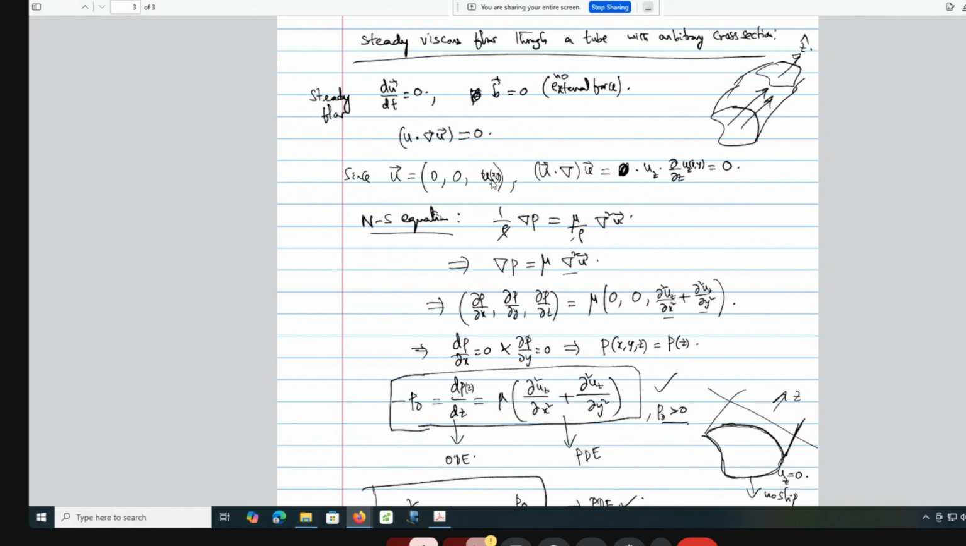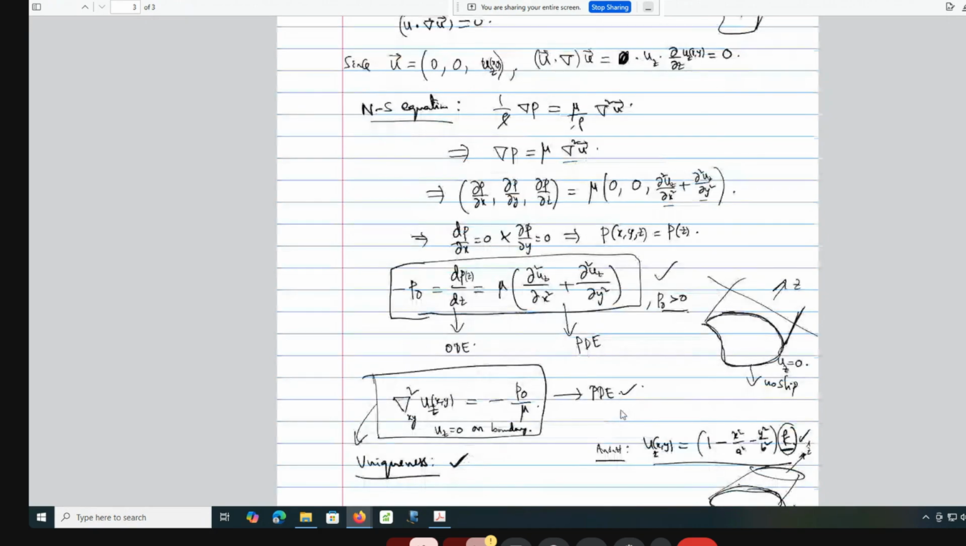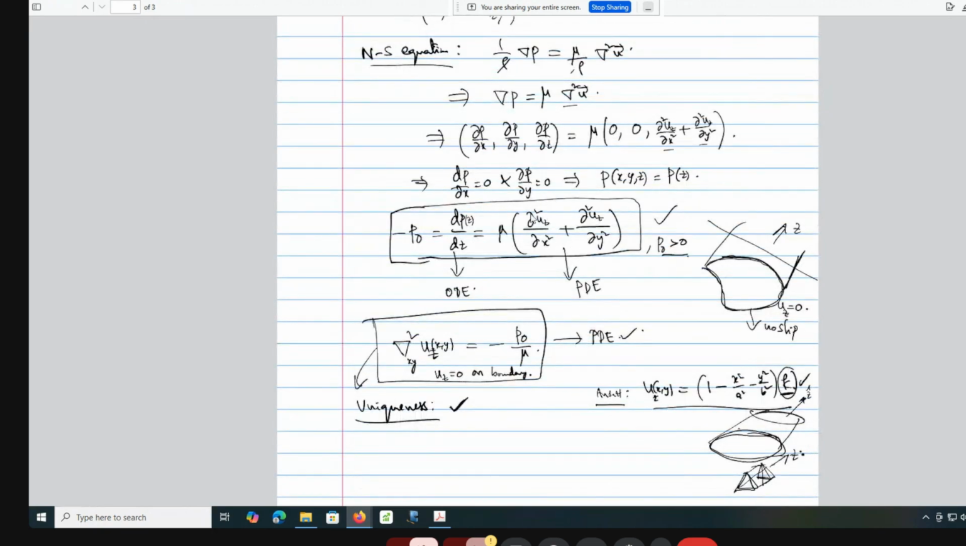UZ is anyway a function of X and Y, no? It is moving towards the Z direction, so it has to be minus. The derivative of P is negative, so it is minus P naught, where P naught is positive. So now we are going to solve for UZ. We just look at this one.